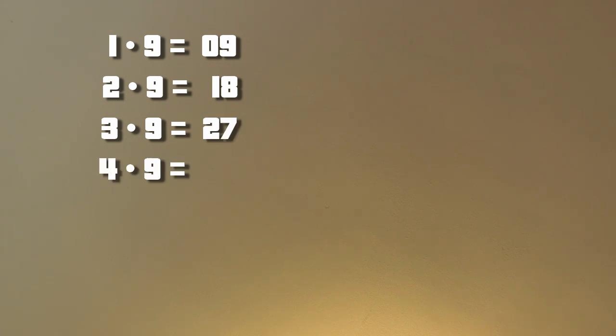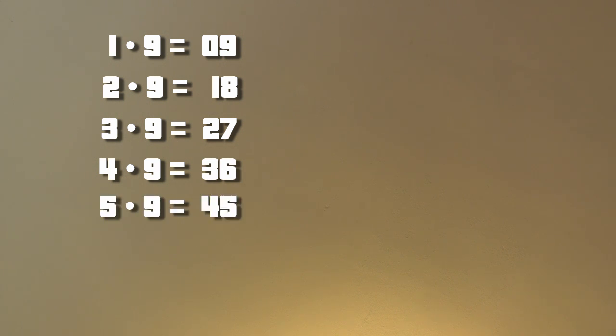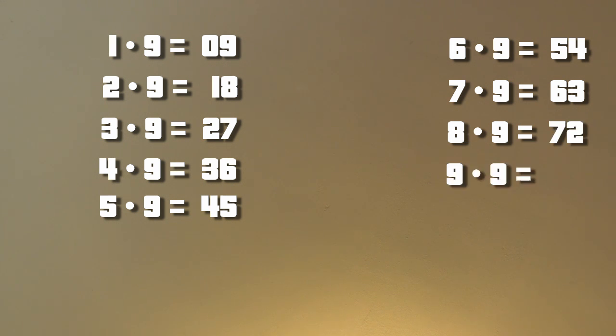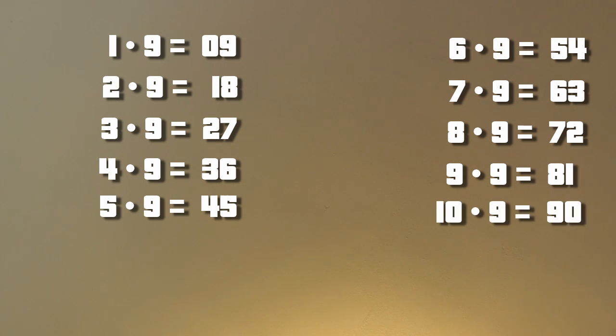What is 2 times 9? 18. Good. And 3 times 9? 27. 4 times 9? 36. 5 times 9, 45. 6 times 9, 54. 7 times 9, 63. 8 times 9, 72. 9 times 9, 81. 10 times 9, 90.